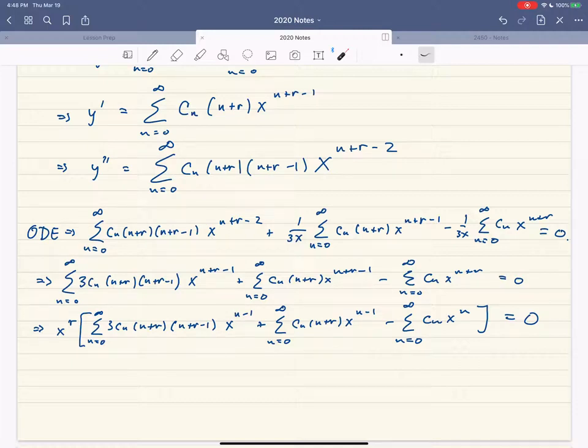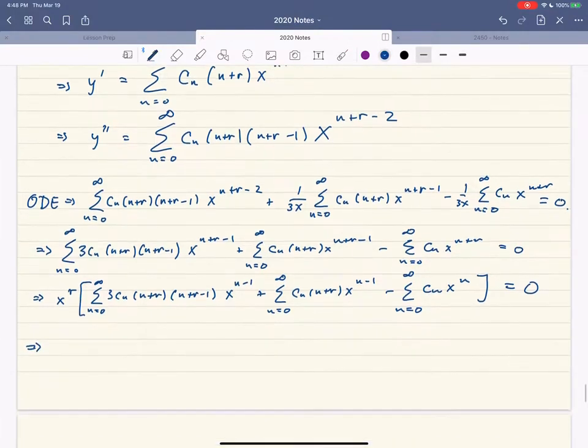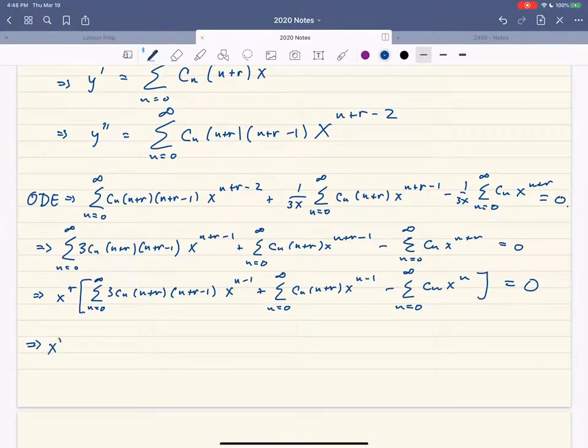What I want to do first, this is really just a matter of convenience and preference, is take these first two sums, the two leftmost sums, and combine them. I have the same powers of x and the same starting index. Everything's fine if we combine them.